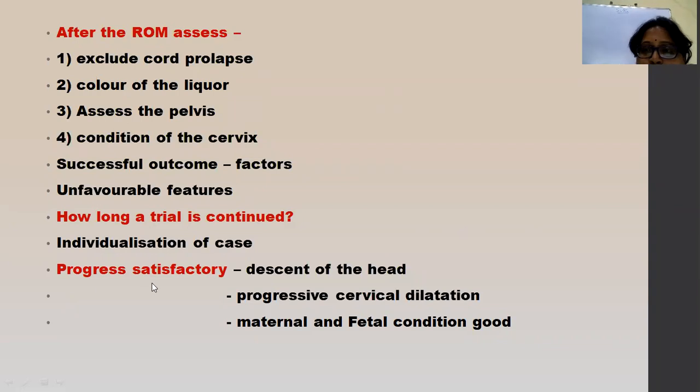Now, when do you call the progress satisfactory? When there is adequate descent of the head, the way you need it. What is the normal descent of the head? It is 1 centimeter per hour in case of a primi and 2 centimeters in case of a multi. If the descent is adequate, along with progressive cervical dilatation, that is 1 centimeter per hour in case of primi and multi, that is the progressive cervical dilatation. If it is there and maternal and fetal conditions are good, then it indicates that labor is progressing smoothly.